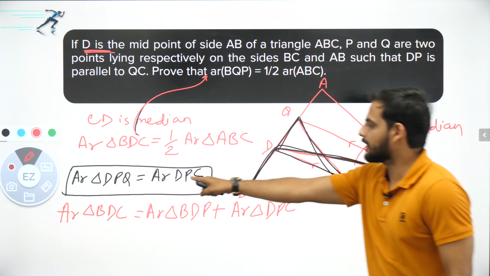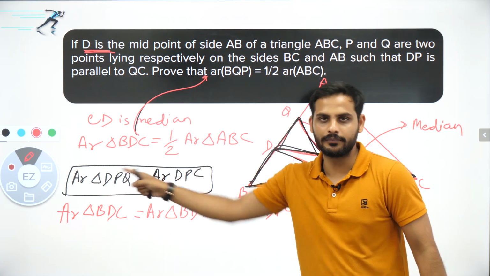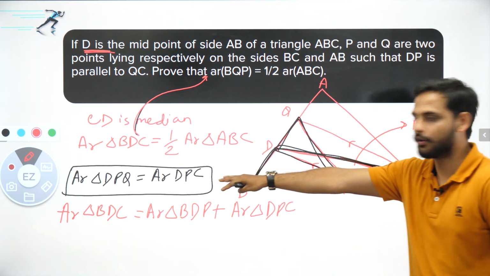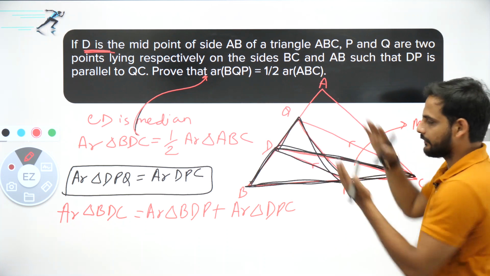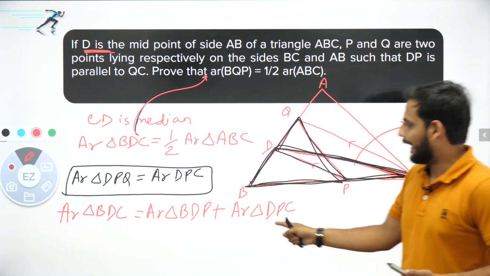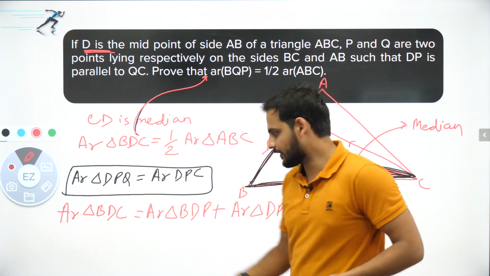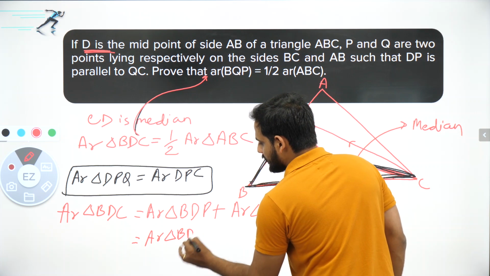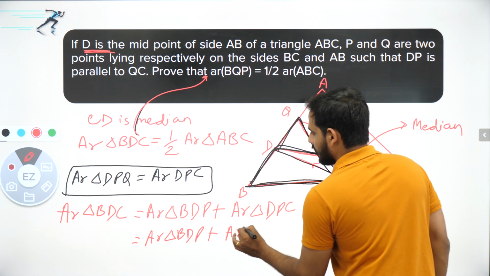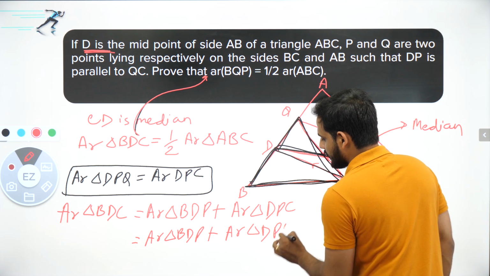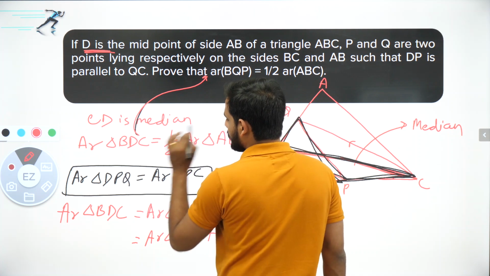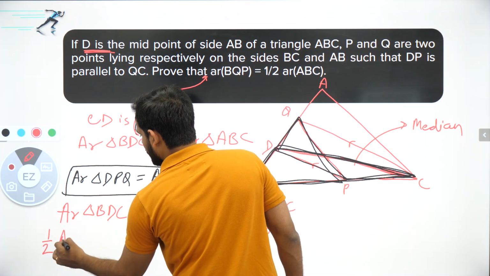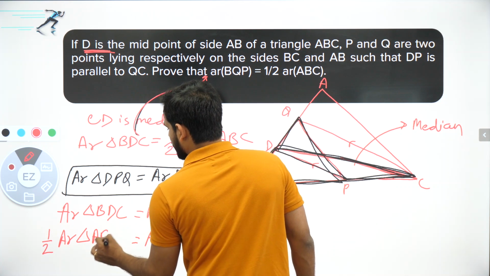Now you know that DPC is equal to DPQ. Both are equal, we have told it already, these are between the same parallel lines. So I can replace DPC with DPQ. So you'll be getting area of triangle BDP plus area of triangle DPQ. And what was area of triangle BDC equal to? Half of area of triangle ABC.